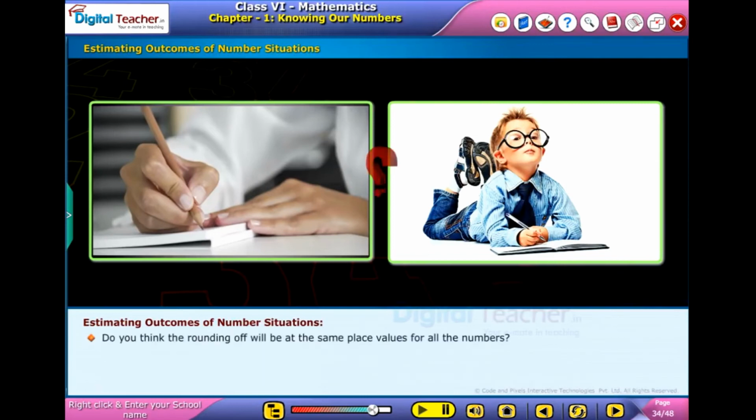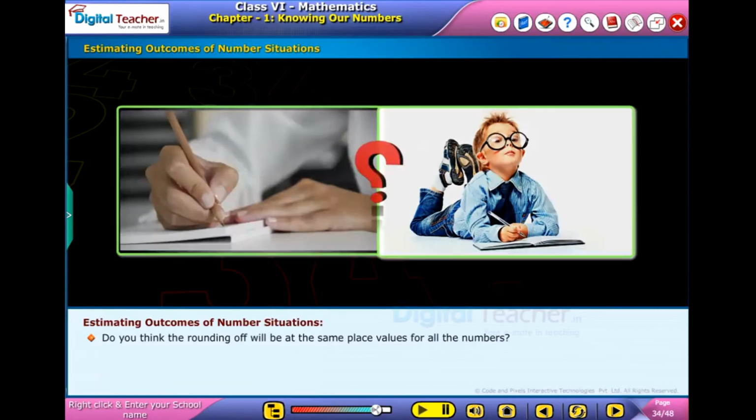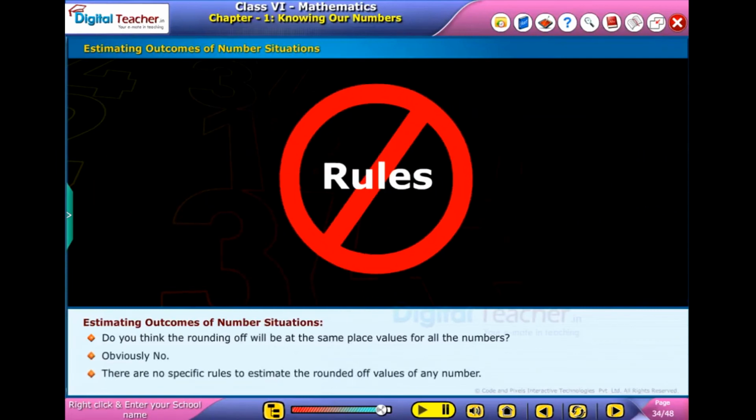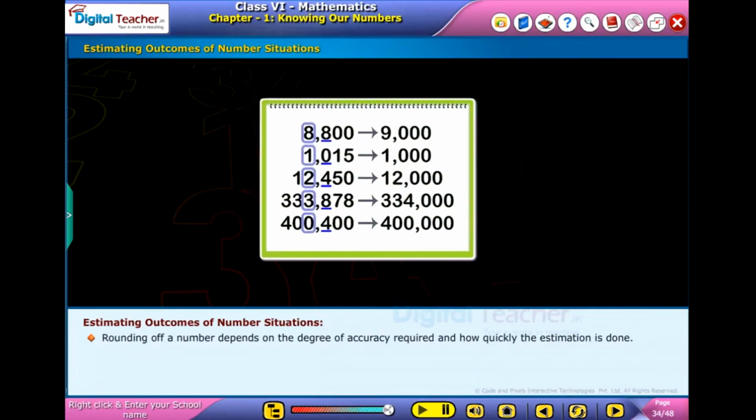Do you think the rounding off will be at the same place values for all the numbers? Obviously no. There are no specific rules to estimate the rounded off values of any number. Rounding off a number depends on the degree of accuracy required and how quickly the estimation is done.